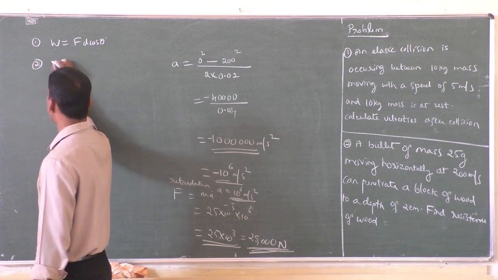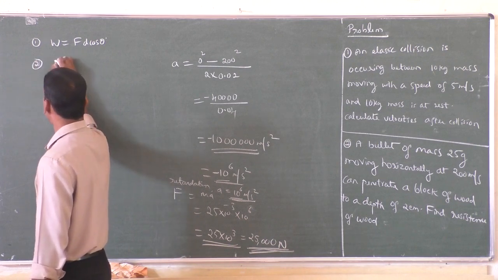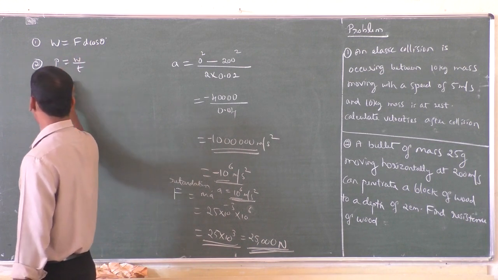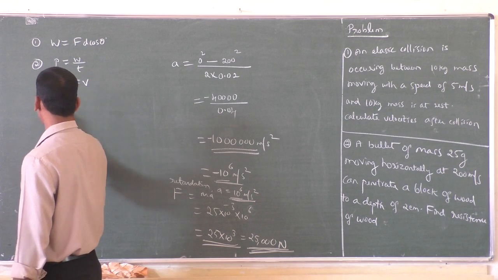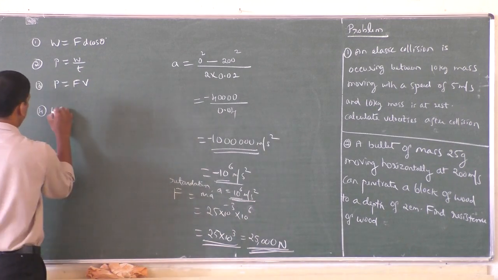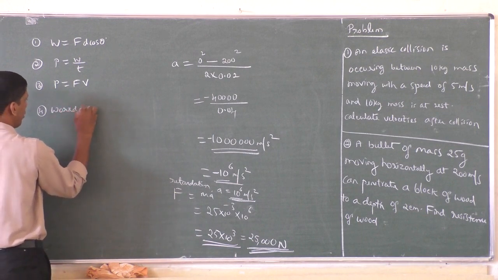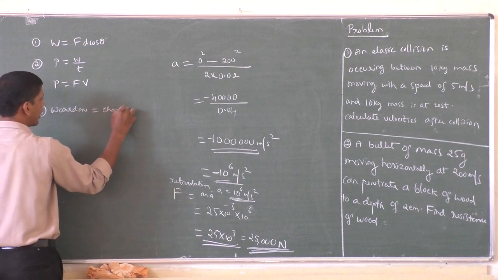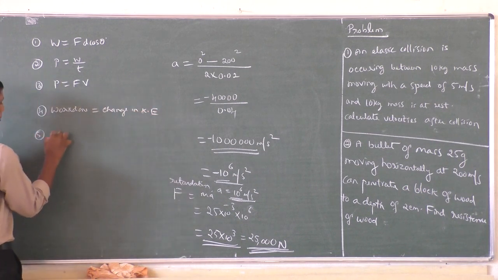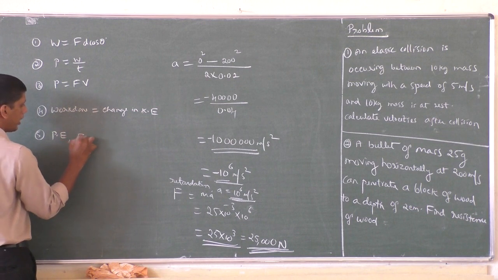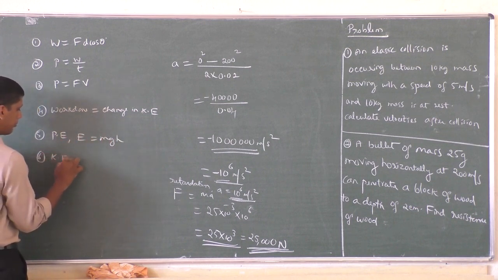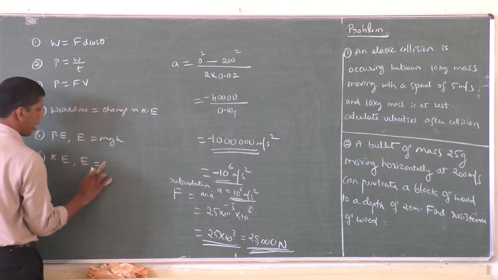And the second one is power. Power is given by W by T. Third one, power should also be equal to F into V. Fourth one, work done is equal to change in the kinetic energy. Fifth one, potential energy E is equal to mgh. Sixth one, kinetic energy E is equal to half m v square.